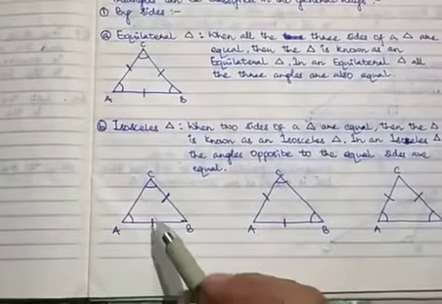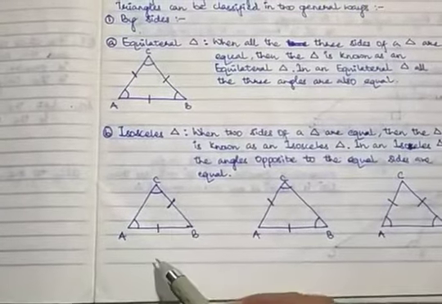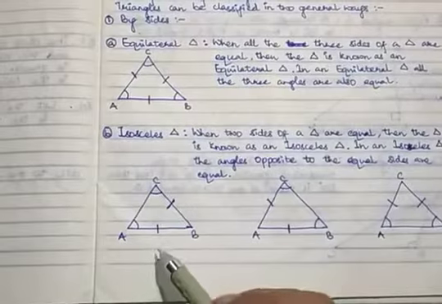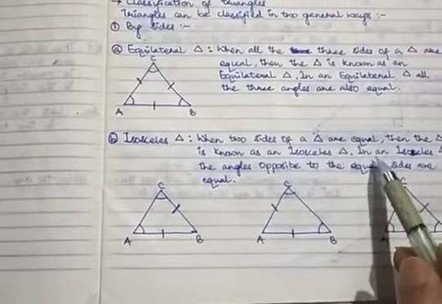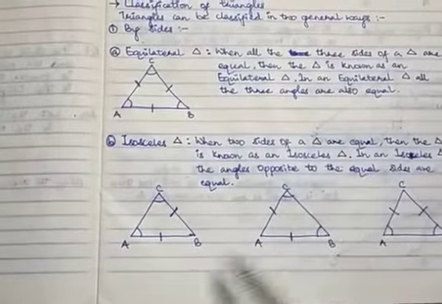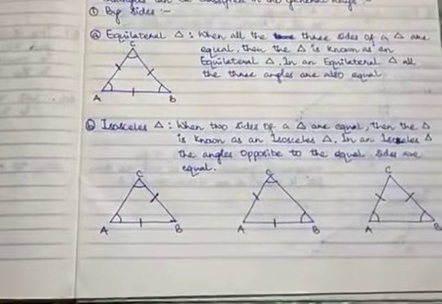The sides AB and CB, I have just made a small cut on the side, isn't it? That means these two sides are equal. Now see, what we learn from here is, in an isosceles triangle, the angles opposite to the equal sides are equal. We know that two angles will be equal for an isosceles triangle, isn't it? Now which two angles? That is very important.